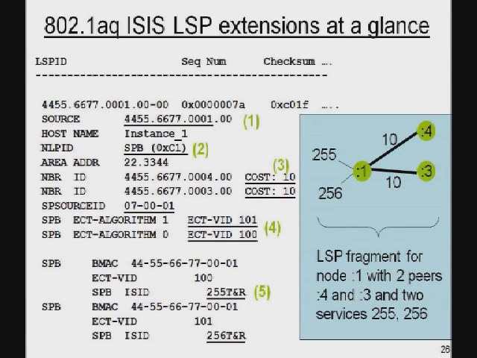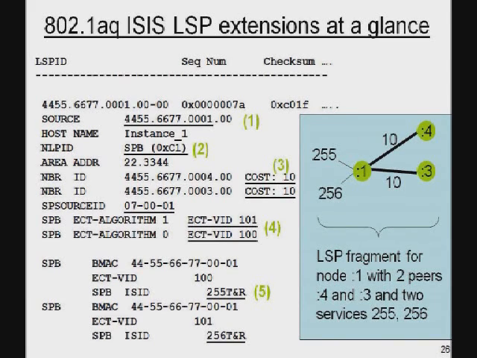Here's a quick dump of the link state database on a node. I've just drawn a picture on the right-hand side of a topological fragment that you're looking at. We're looking at node 1 that has two neighbors, 4 and 3, costs to each of them of 10, and node 1 sources service 255 and service 256. And so we can see the various components here in the actual link state database.